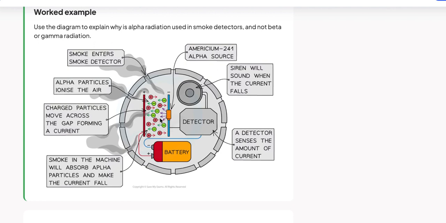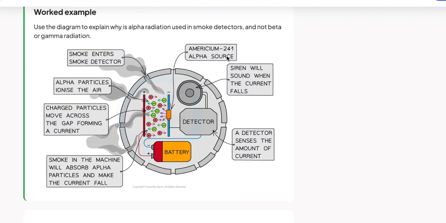Now, after you have released the smoke, something else is going to happen. The smoke will block it. Smoke in the machine will absorb the alpha particles and make the current fall. It will absorb all the alpha particles, and the current will no longer continue to flow. So when that happens, an alarm is going to sound.